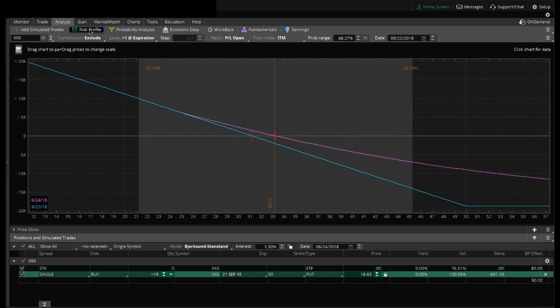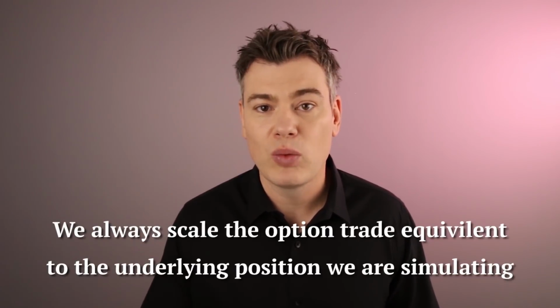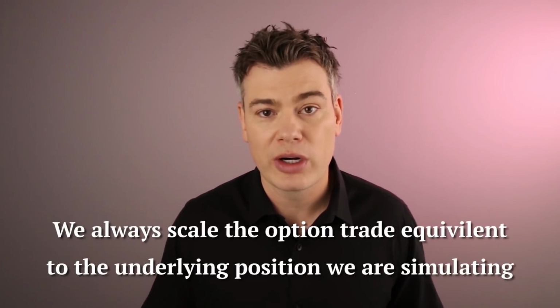So here's the trade. The current price is around $33. And we want the VXX to go down to make money, so this is our profit range over here. Now, another very important level of risk management here is we always scale the trade to what it would cost if we just straight up shorted the shares.